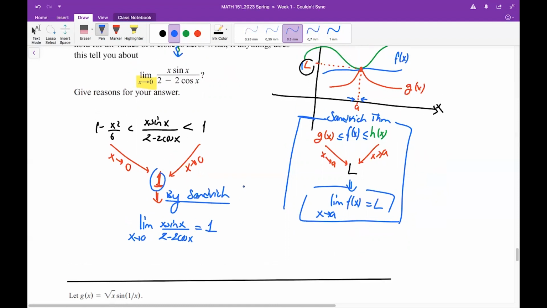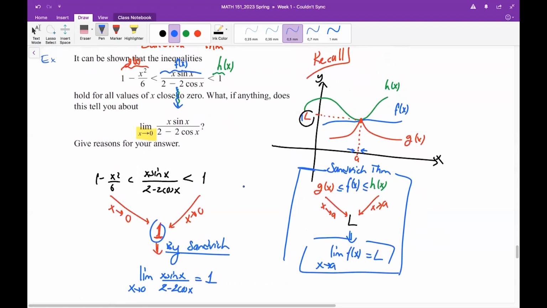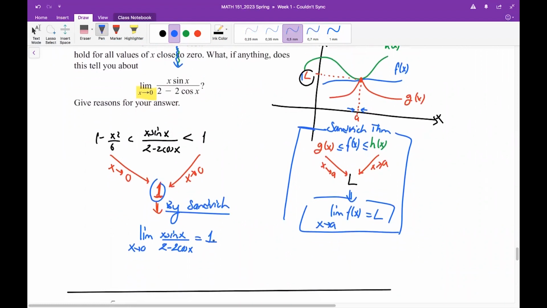Okay, this is how you use it. Not that difficult. You only need to check the limits of the upper and lower bounding functions. If they are the same, then the middle function has to have the same limit too. Okay, sandwich theorem. Any questions?